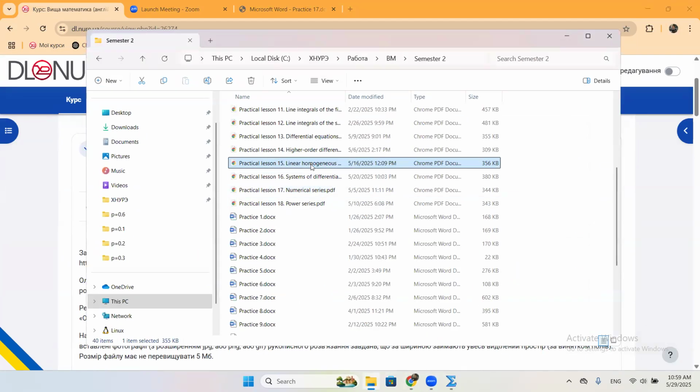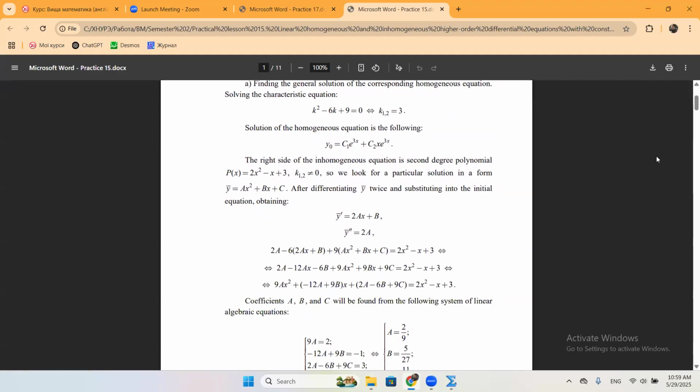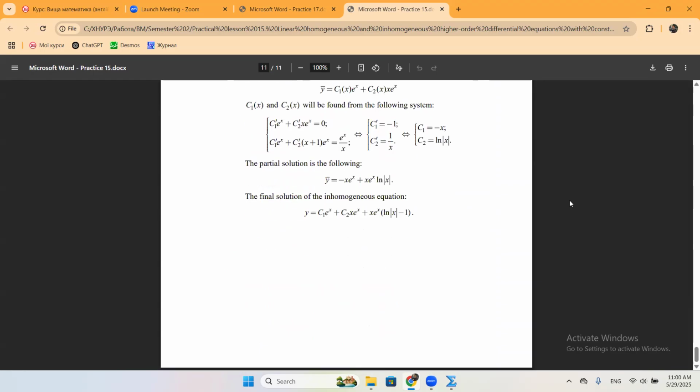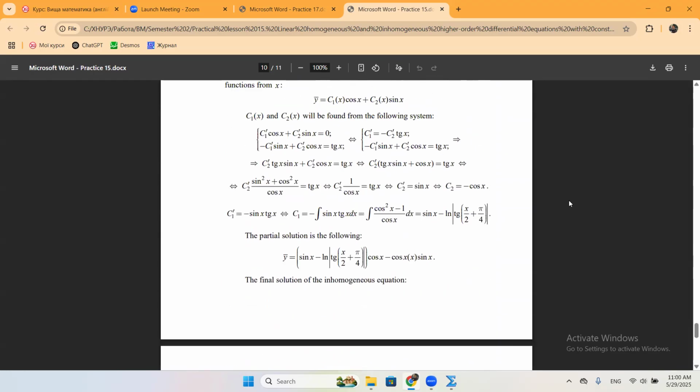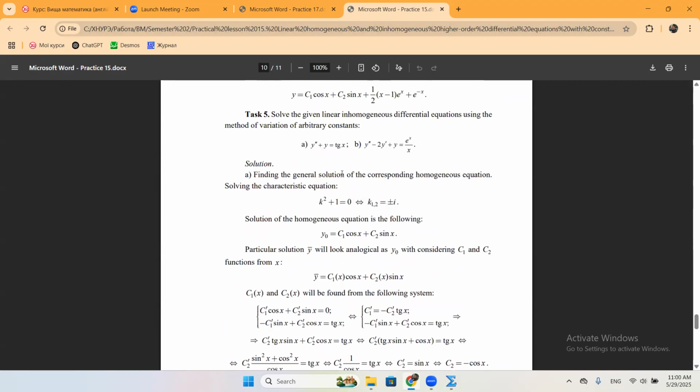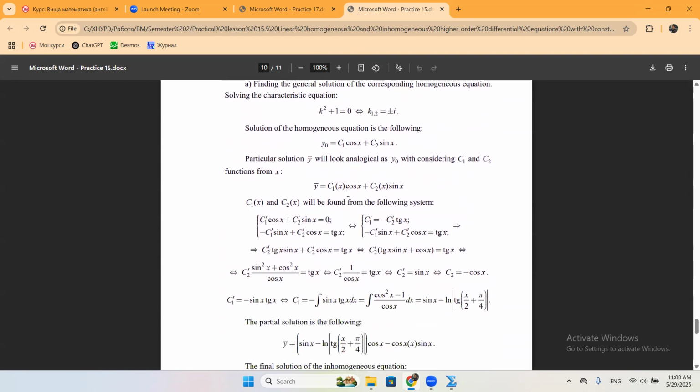So according to this, where was this exercise? Yeah, according to the last exercise of the 15th practical lesson, you assign C1 and C2 as functions.